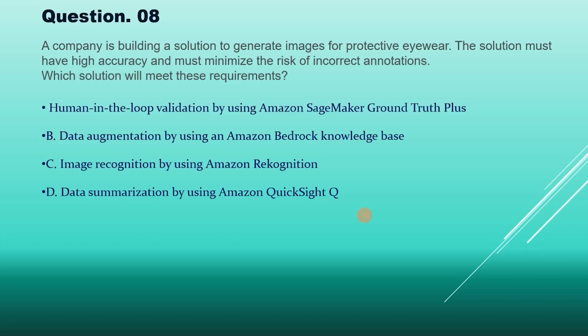So here the correct answer will be option A, human in the loop validation by using Amazon SageMaker Ground Truth Plus, because it is designed for creating high-quality labeled data sets with human in the loop validation to ensure accuracy. This solution helps to minimize the risk of incorrect annotation by involving human reviewers to verify and correct the model predictions. It is particularly useful for scenarios requiring precision, such as generating images with a specific requirement like protective eyewear. So due to all these reasons, option A is correct here.